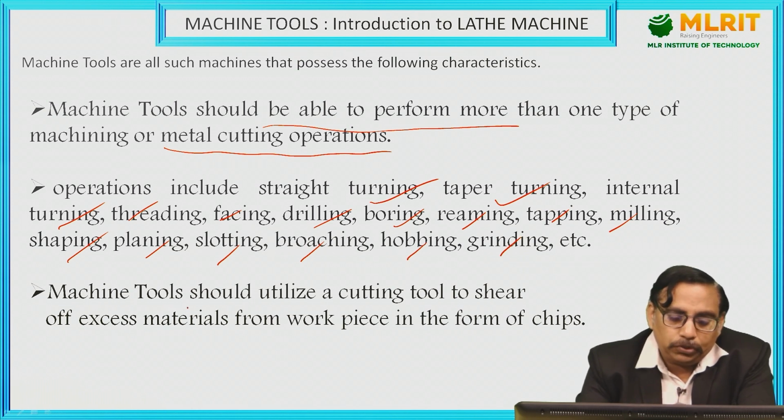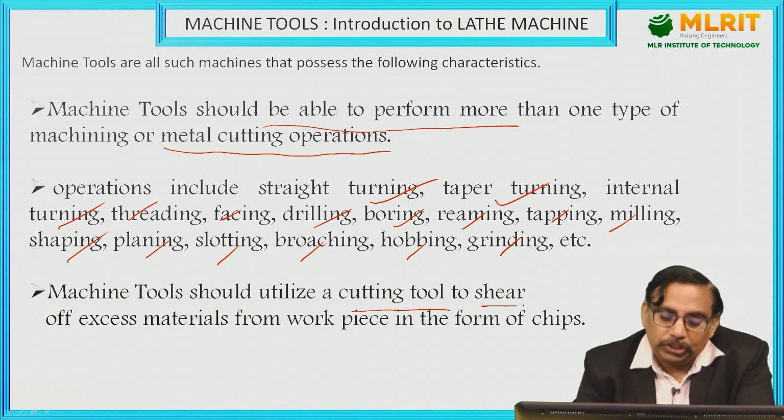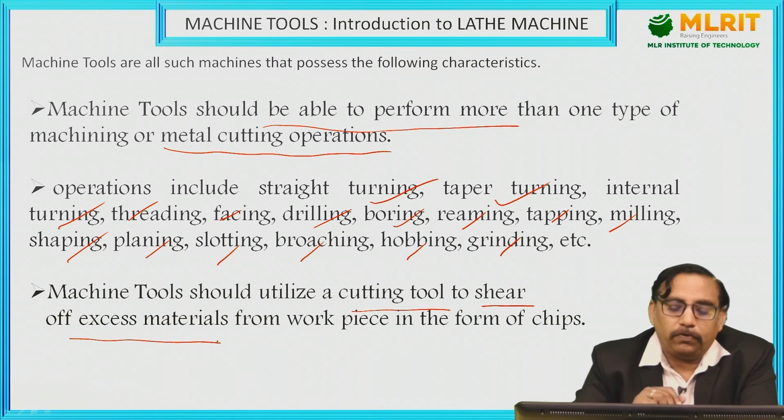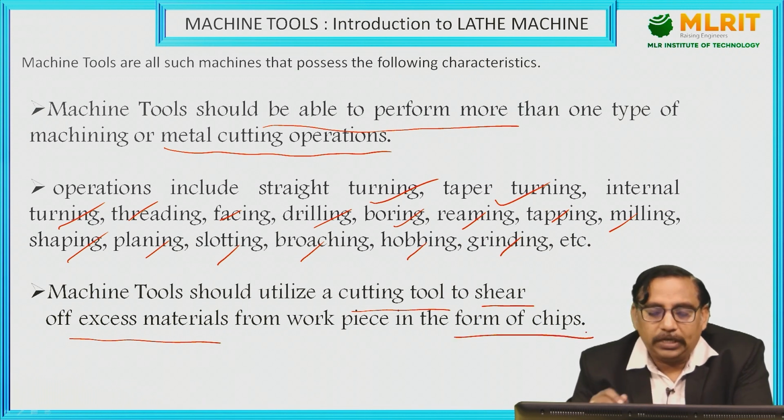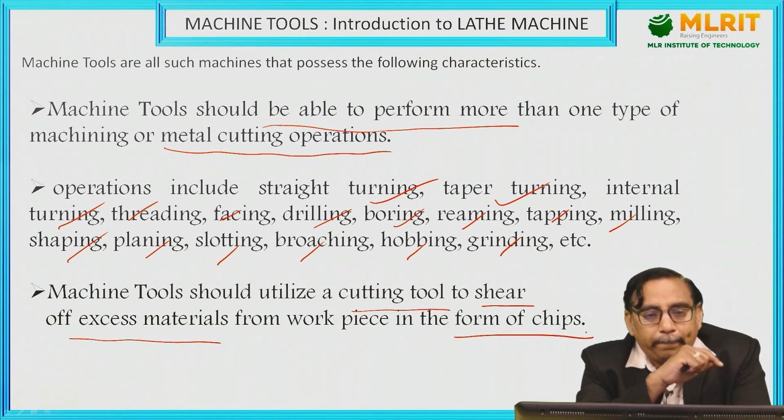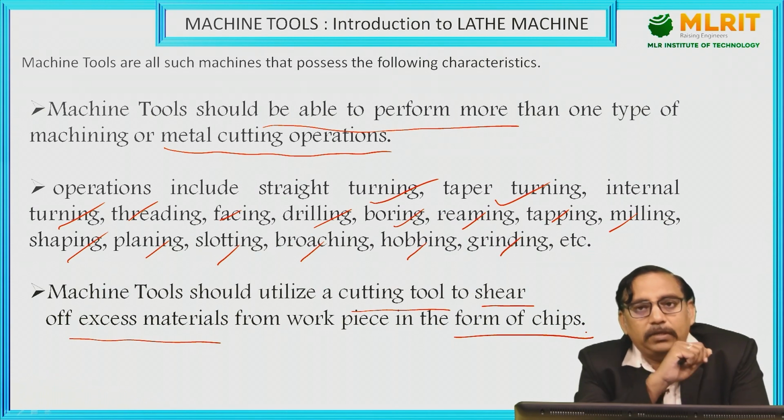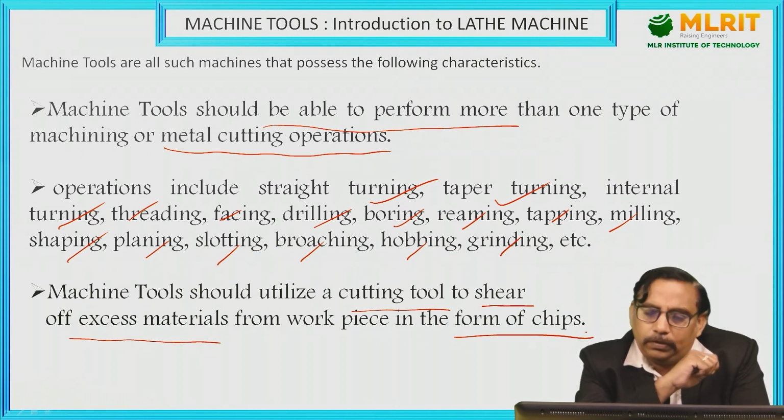A machine tool should utilize a cutting tool to shear off excess material from the workpiece in the form of chips. Shear in the sense that here we are removing the unwanted material from the workpiece material. Shearing means we will be tearing it off, right.